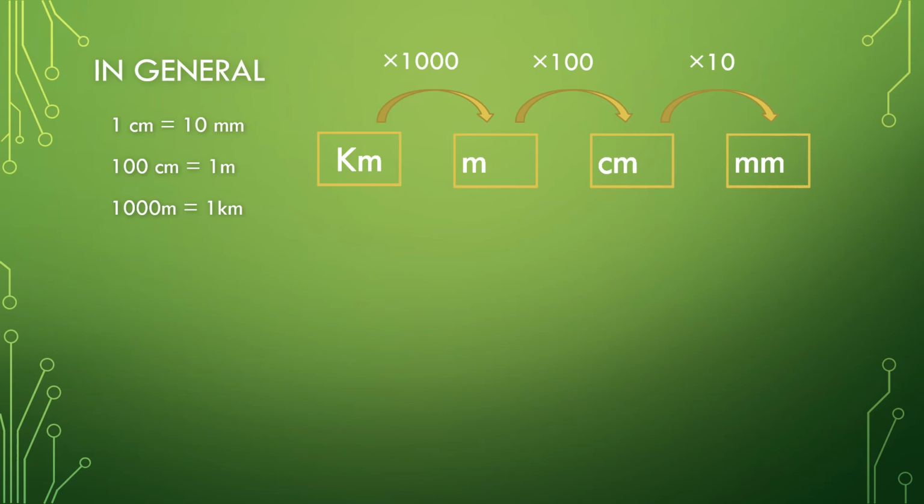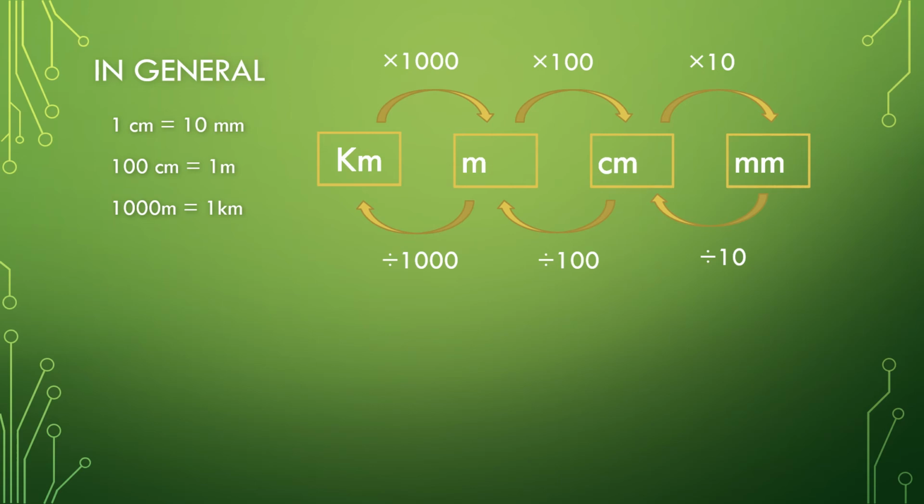Okay, so the arrows here just show me what I do when I want to go from one box to the next. If I want to go the other way, if I want to go from meters to kilometers, I'm going to do the opposite. The opposite of multiplying by 1,000 is dividing by 1,000. If I want to go from centimeters to meters, I divide by 100. And if I want to go from millimeters to centimeters, I divide it by 10.